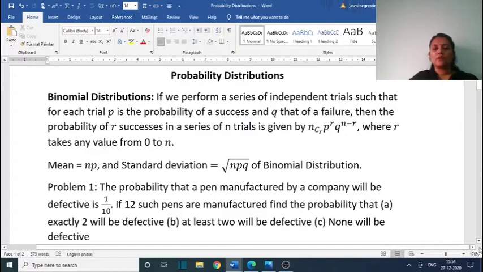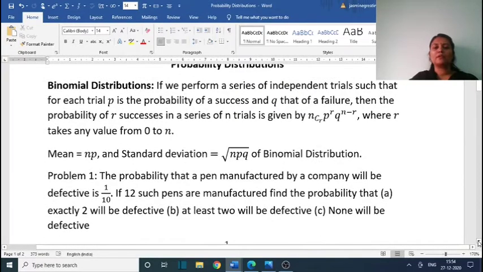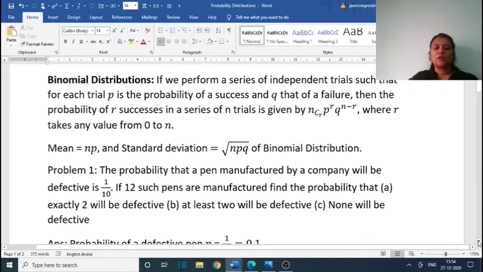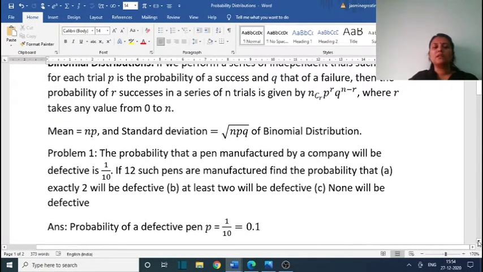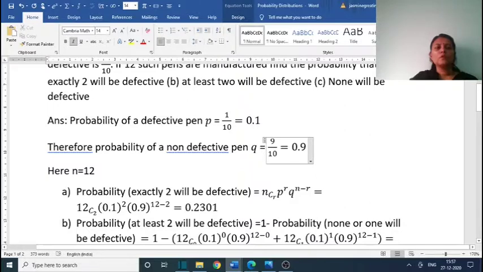So you have one problem. The probability that a pen manufactured by a company will be defective is 1 by 10. If 12 such pens are manufactured, find the probability that exactly 2 will be defective, at least 2 will be defective, none will be defective. So for the answer, the probability of a defective pen, P, is equal to 1 by 10, which is 0.1, and therefore the probability of a non-defective pen, we take this as Q, is 9 by 10, which is 1 minus 1 by 10, which is equal to 0.9.